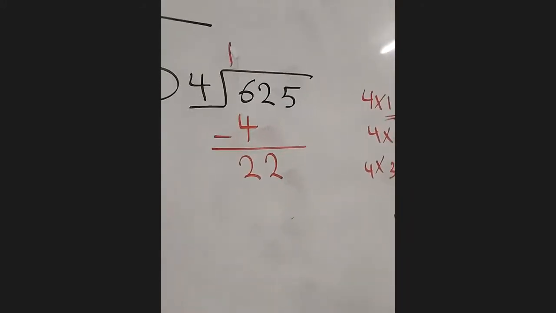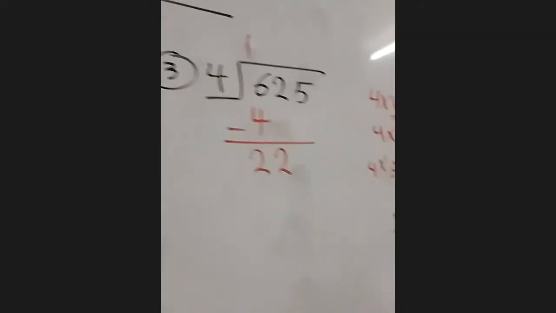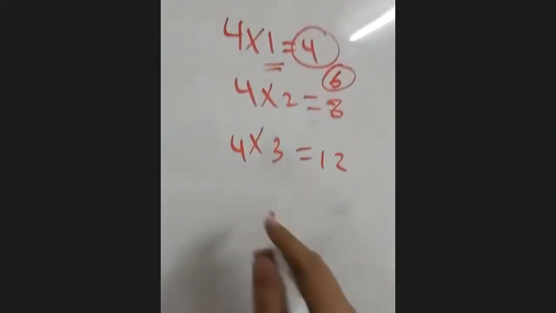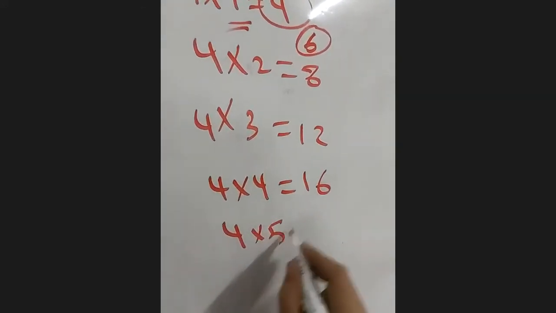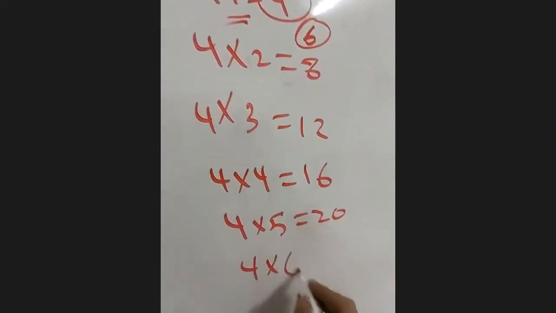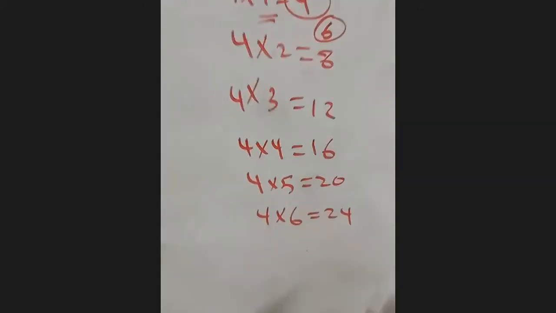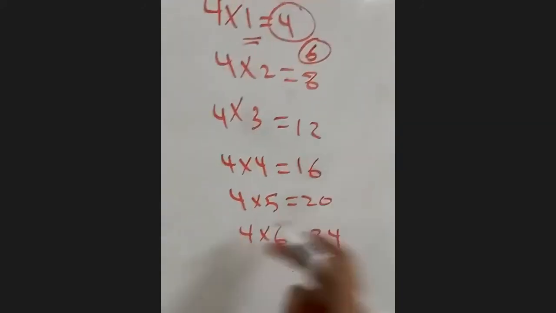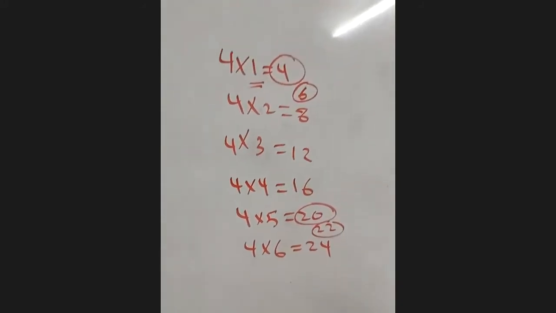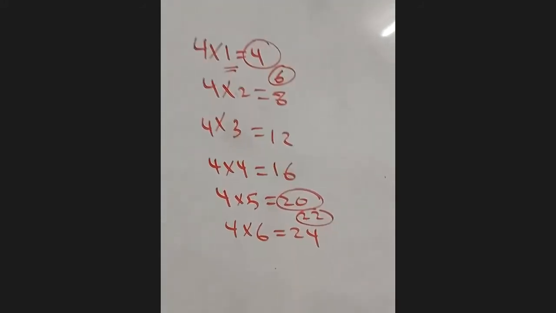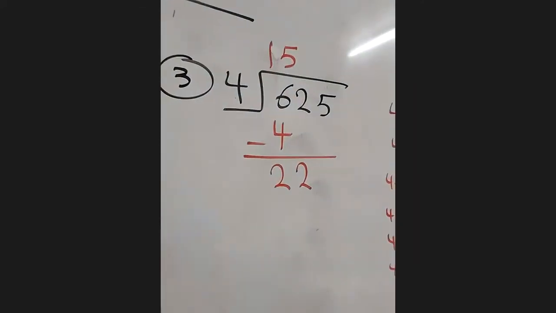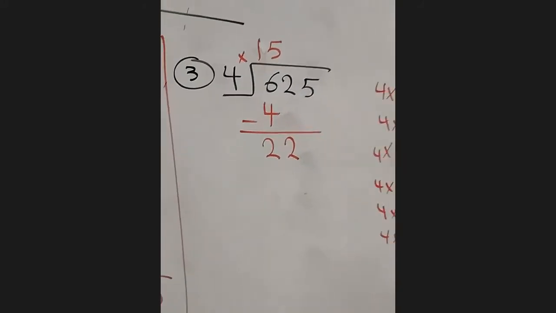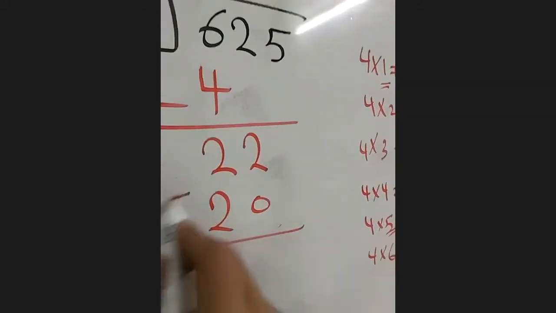Now we have a new number, 22. Do we have 22 in the timetable of 4? Let's check. 4 by 4, 16. 4 by 5, 20. 4 by 6, 24. Do we have a 22? No, the 22 is here, so I'll choose 5. 5 multiply 4, how much? 20. Subtract now.